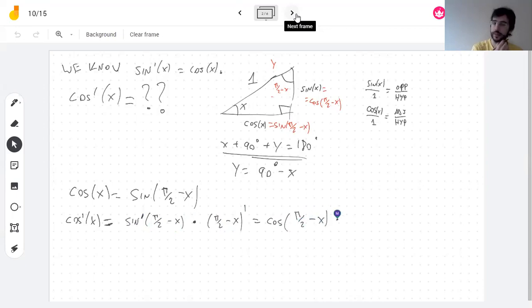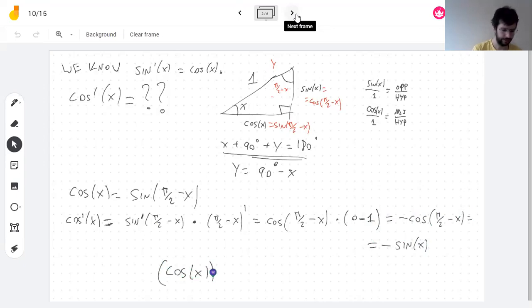And that thing that I have left is a polynomial. This is zero because it's a constant. The derivative of a constant is zero. Derivative of negative x is negative one, again because of the power rule. So this is negative cosine of pi halves minus x. But now, if I look at the triangle again, cosine of pi halves minus x is sine of x. So the derivative of cosine is negative sine.